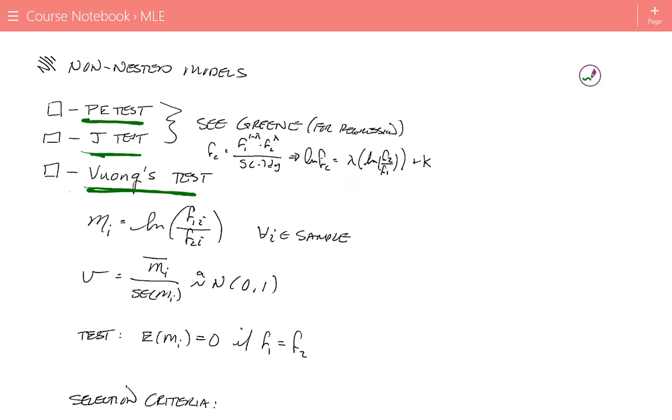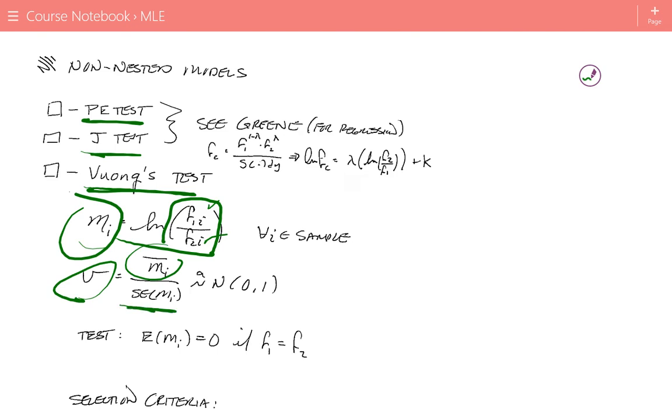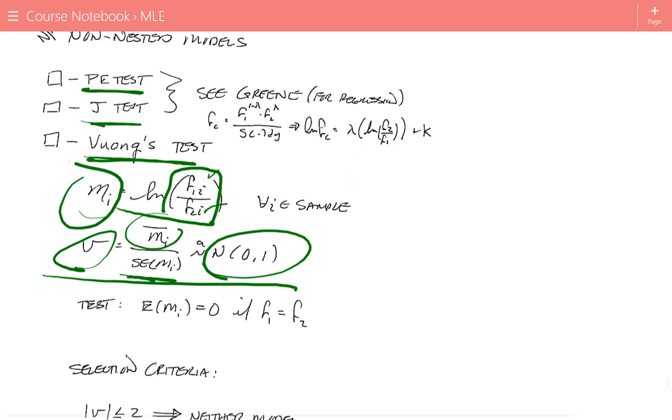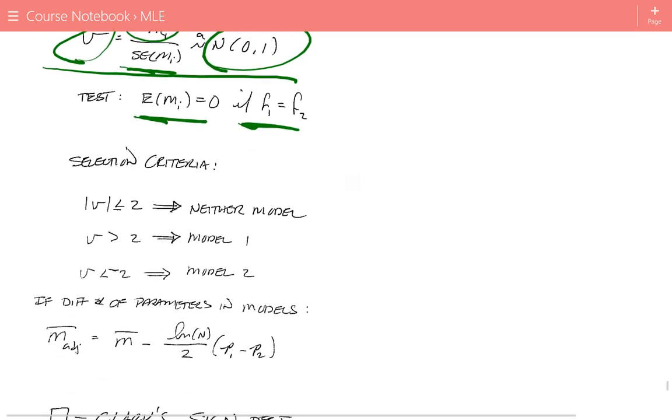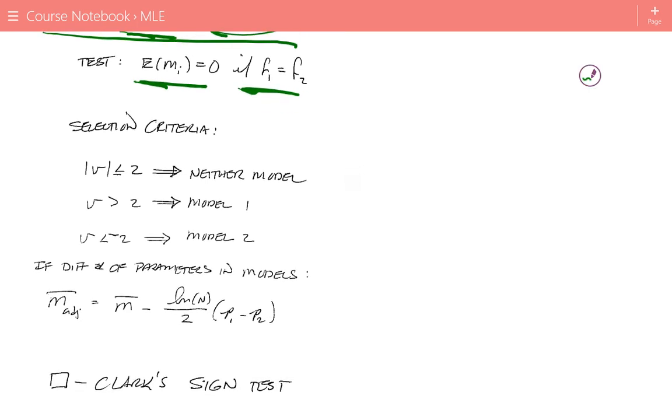In the Vuong test, for example, you create a variable that's the log of the ratio of the density values under the two models. You create another variable that is the mean of that across your sample divided by its standard error, and it's asymptotically normal 0, 1, so you could base a test on this. The expected value of this term is equal to 0 if the models are equal to each other. So you can test it, or you can just simply use a criterion.